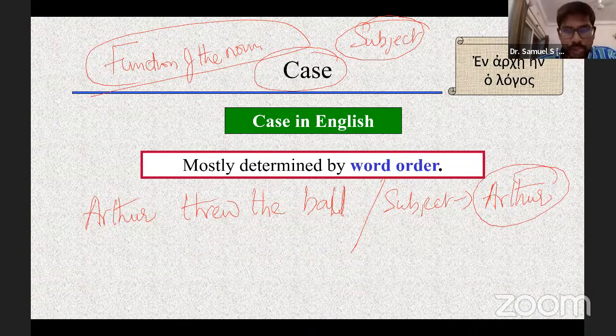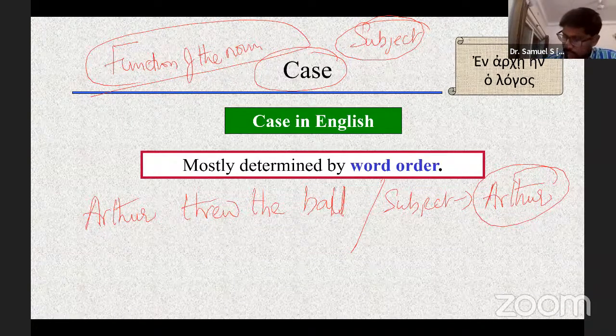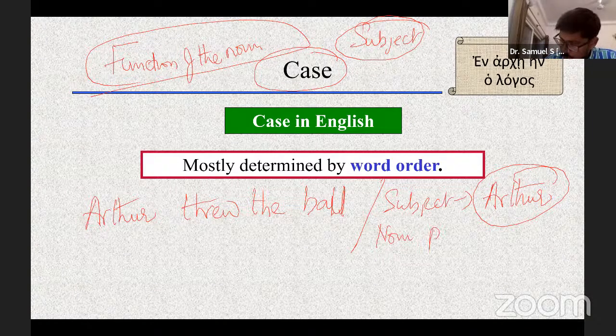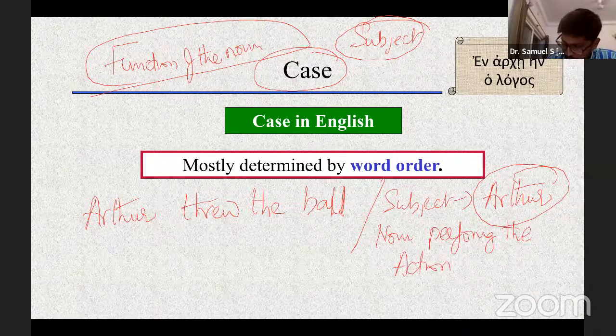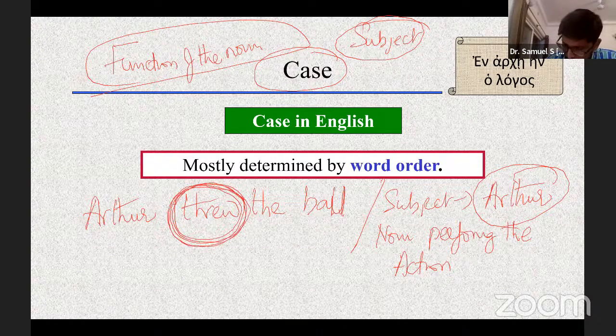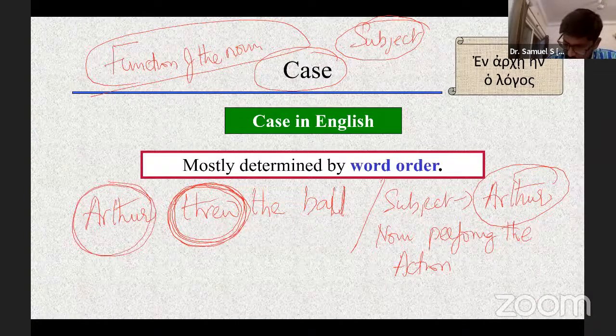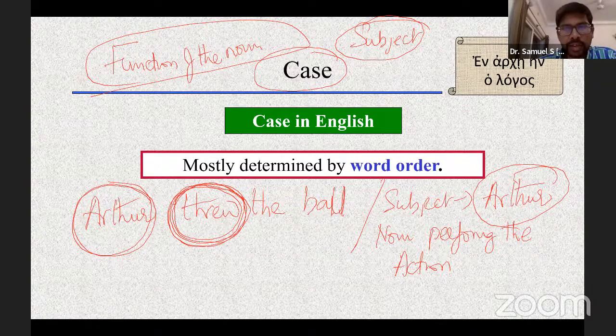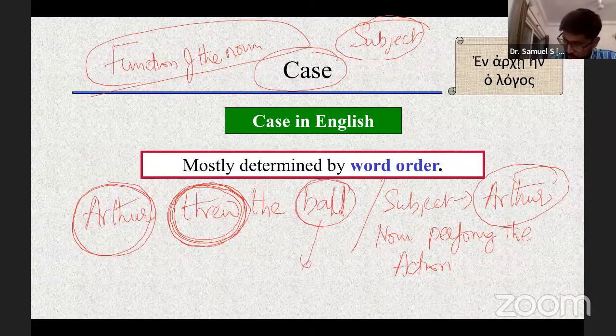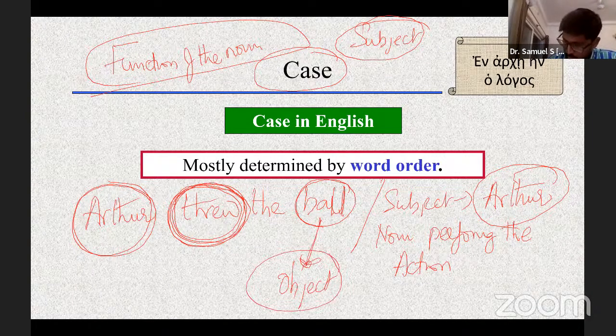What do we mean by subject? The subject is the noun that is performing the action. Here the action is throw. What is the noun which has performed the action? Arthur. Right? And what is the noun which had the action performed on it? The ball. This is the object that received the action, throwing.